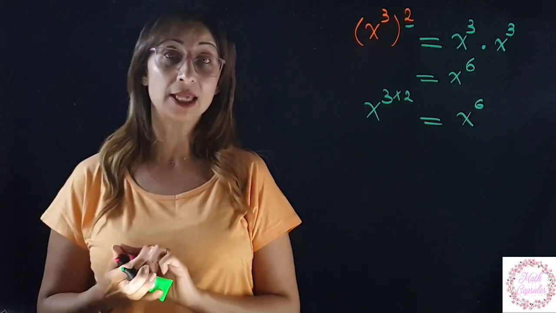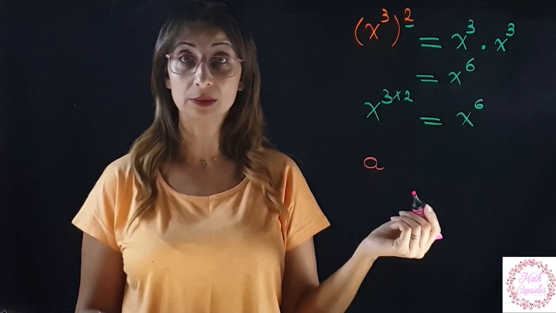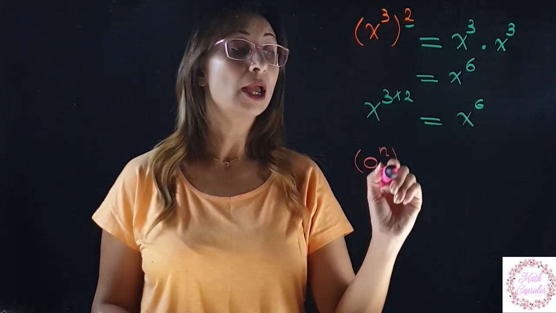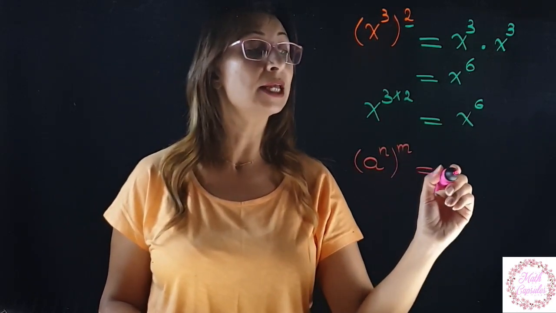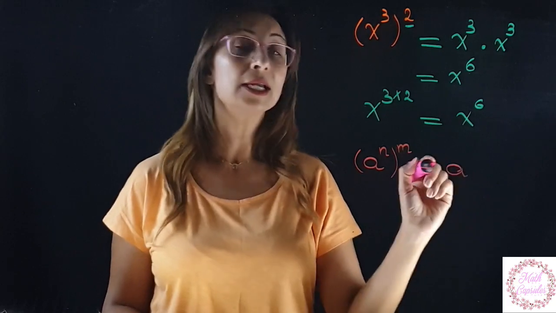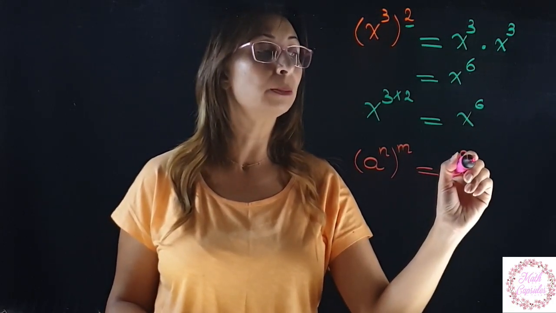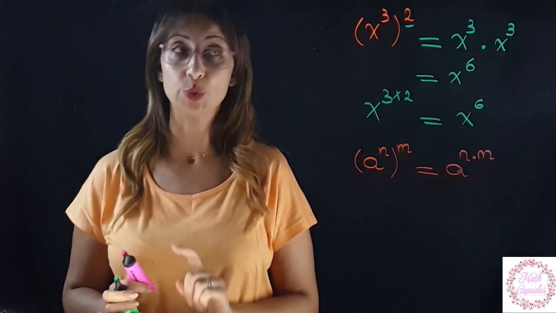So the rule says that whenever I have any variable or any monomial, and this monomial is raised to the power n and then raised to another power m, the answer will be directly the monomial raised to the power n multiplied by m. So this is the first rule.